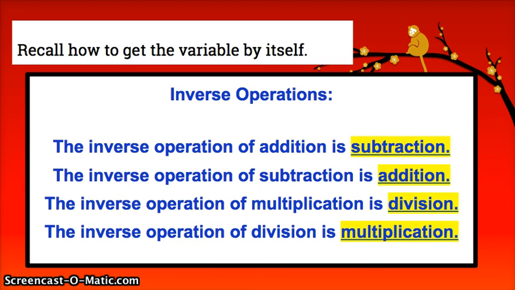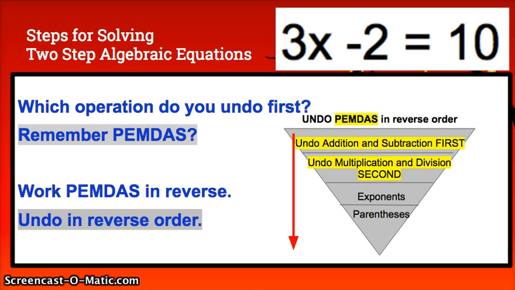And then, of course, the other thing you need to keep in mind is balance. What you do to one side, you must do to the other. Those two rules still hold. Here's what's new, and this is where you're going to start taking notes. Suppose we're going to solve this equation we've been talking about: 3 times x minus 2 equals 10.